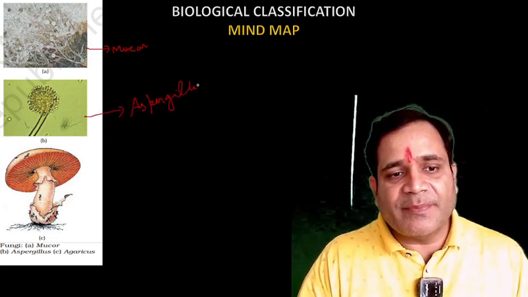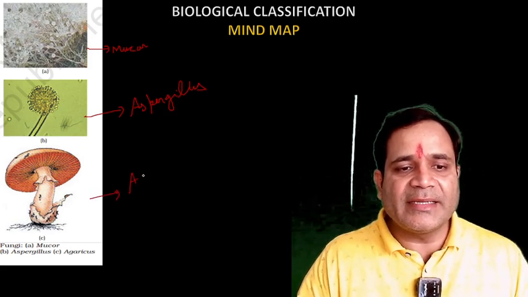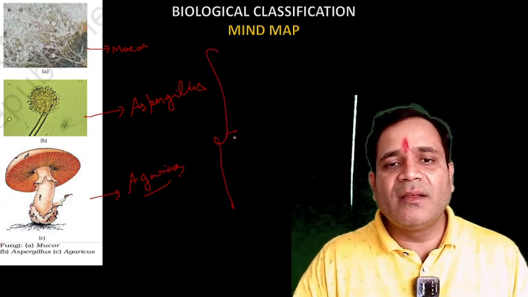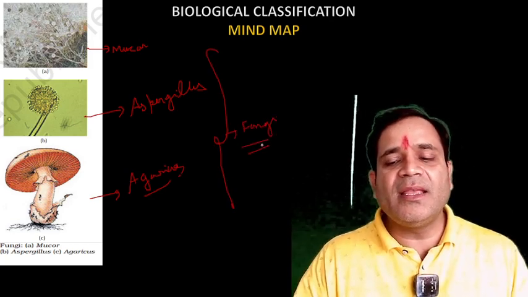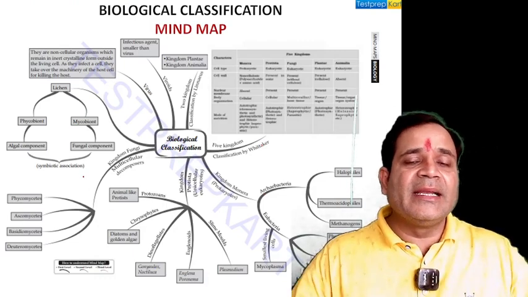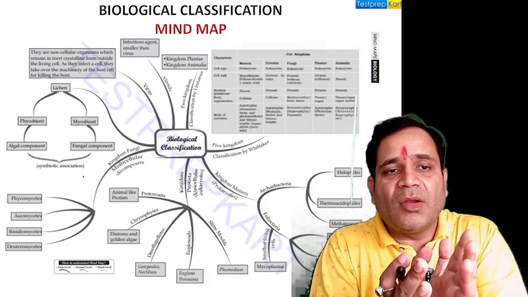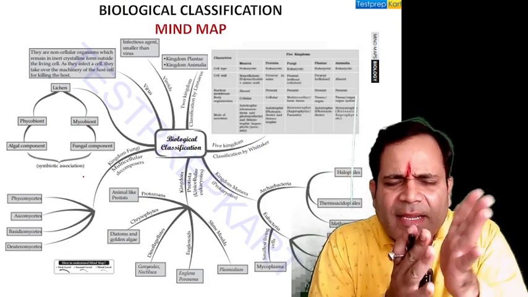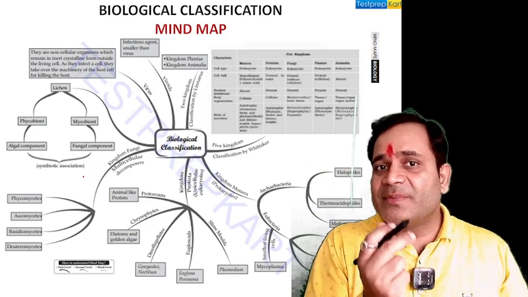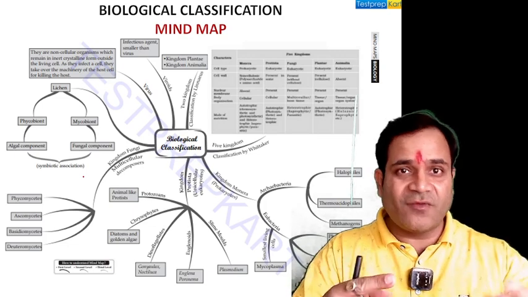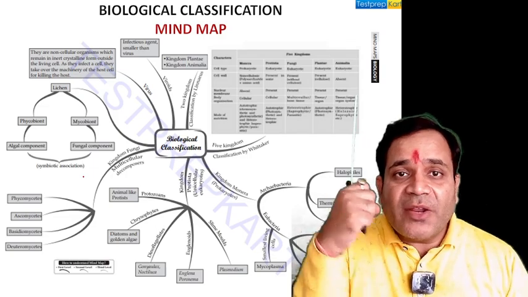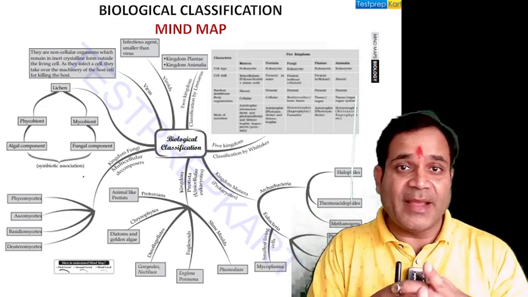This one is Aspergillus. And this one is Agaricus, my dear. These all are fungi. Now, they all have a symbiotic relationship. There is something very important to know here: what is symbiosis? Symbiosis means two organisms living together for mutual benefit. Again I'm repeating: two organisms living together for their mutual benefit.